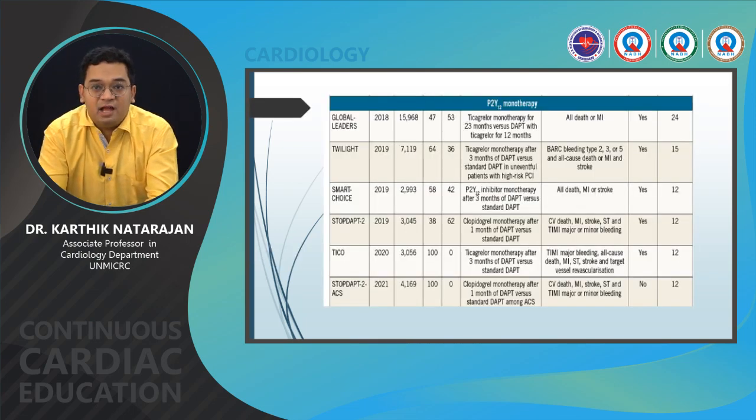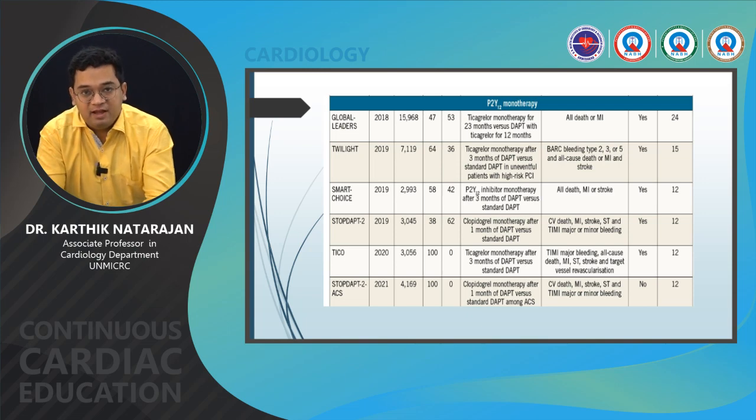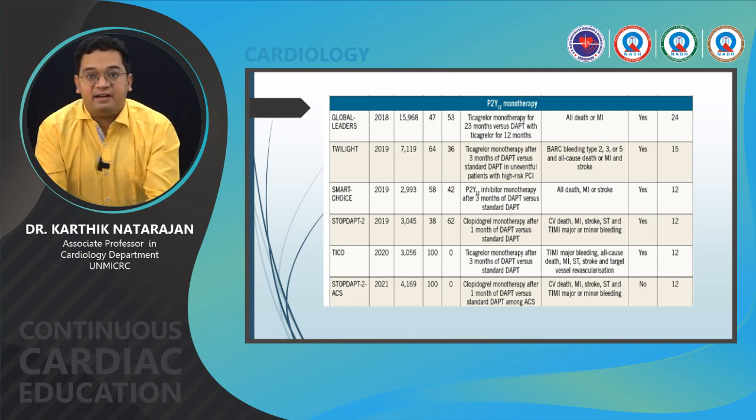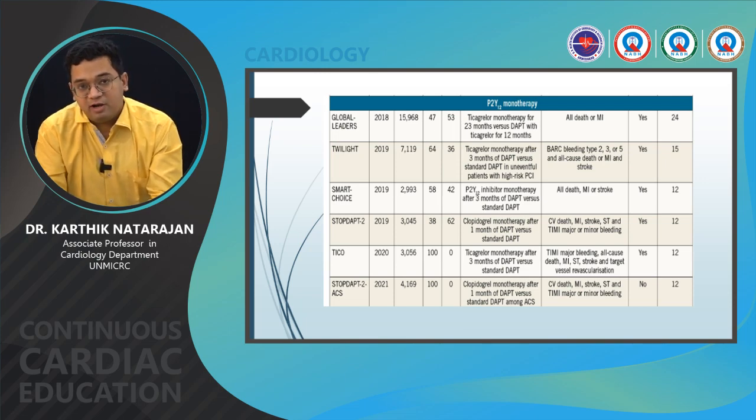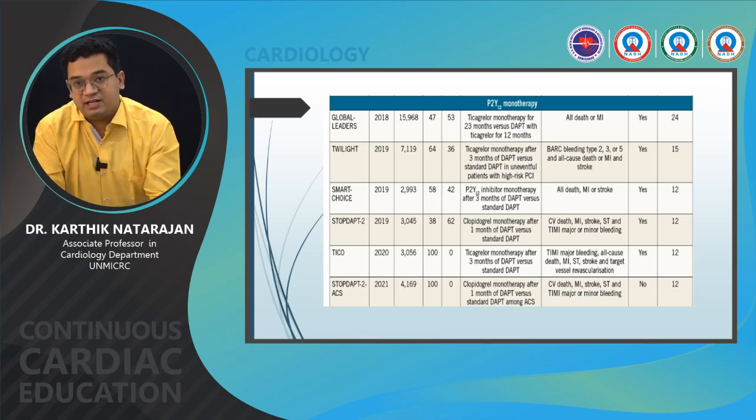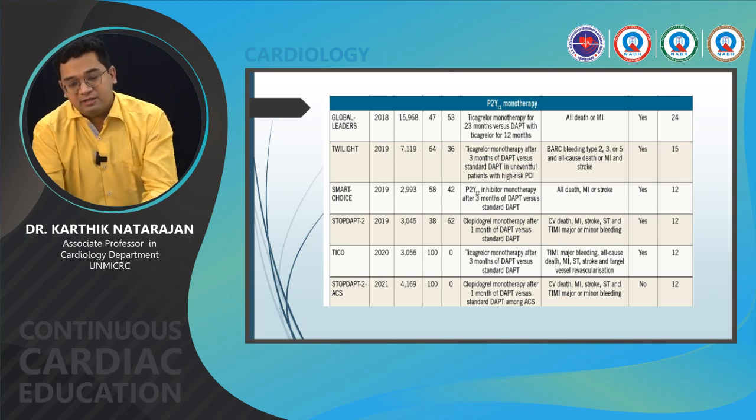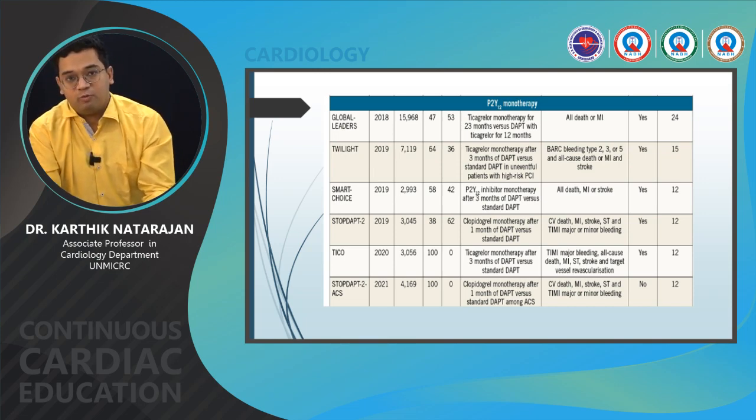So this is the P2Y12 inhibitor monotherapy. One of the largest trials was the GLOBAL LEADERS trial. In ACS patients, they had ticagrelor monotherapy for 23 months versus DAPT with ticagrelor for 12 months. And they found that the primary endpoint of MACE was similar to the DAPT arm, with a significantly lower safety endpoint, or the bleeding risk was significantly lower in this group of patients.